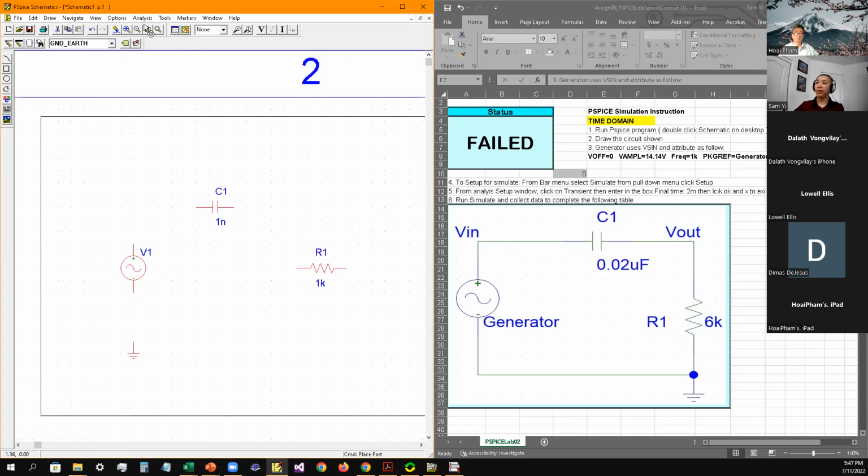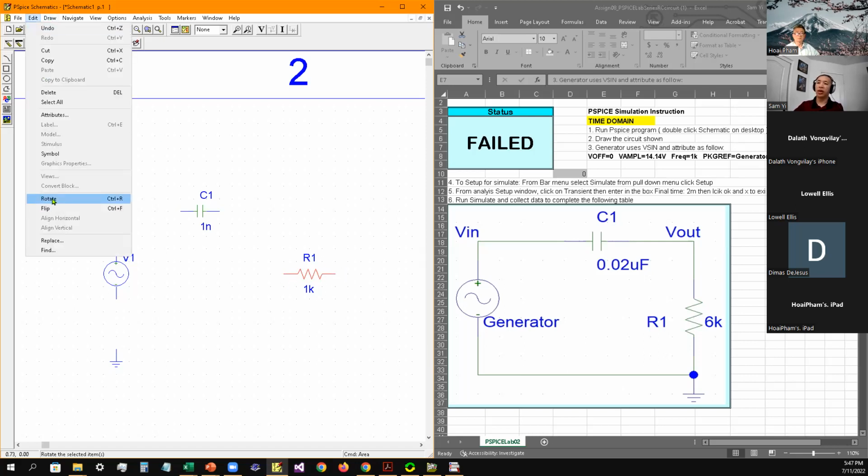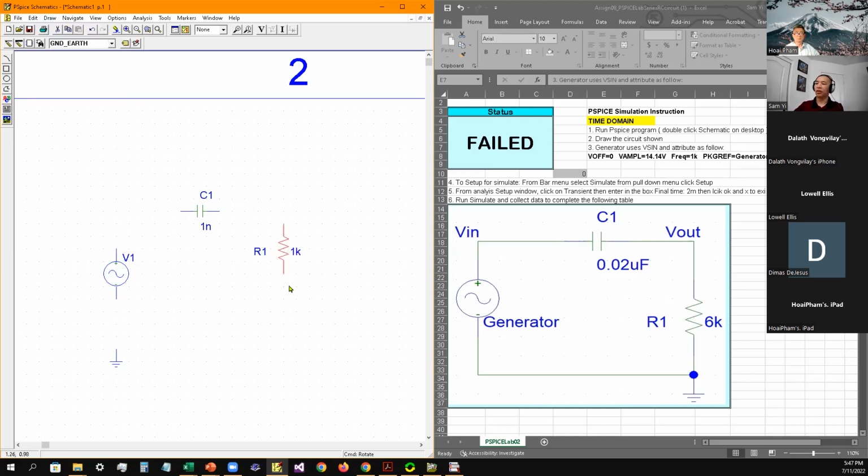Let's zoom to the area. Now you have these components. Just like before in the MSIM, click on a component to highlight it, then go to Edit and you can rotate or flip. You can also use Control R. Now rotate it so it's in the right direction, just like the schematic. Then just put it there.